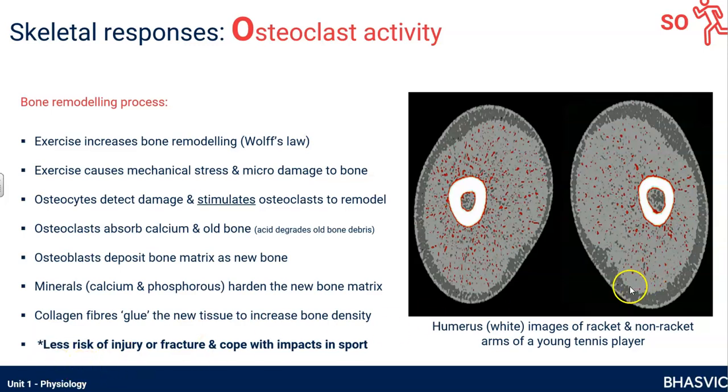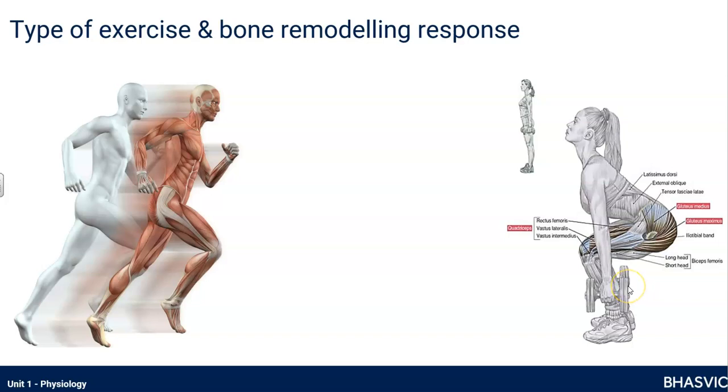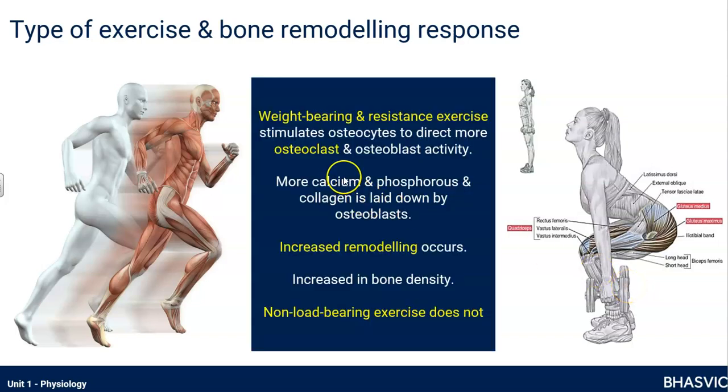So just to summarize the osteoclast remodeling process, we've got certain kinds of exercise. It's not just any exercise. It needs to be weight bearing or impact exercise like running, jogging, walking, dance, or resistance exercise like weight training. So both of those categories of exercise will stimulate osteoclast activity, ultimately increasing remodeling, getting more dense bones.